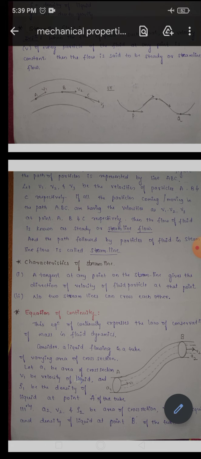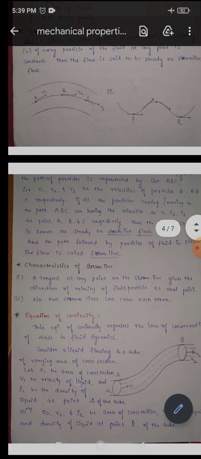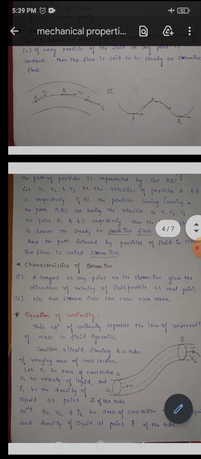And next is, no two streamlines can cross each other. Streamline flow means flow having the same direction and moving steadily or smoothly. So if we consider two streamlines crossing each other, if they intersect, then at the point of intersection there will be two directions of motion, right?